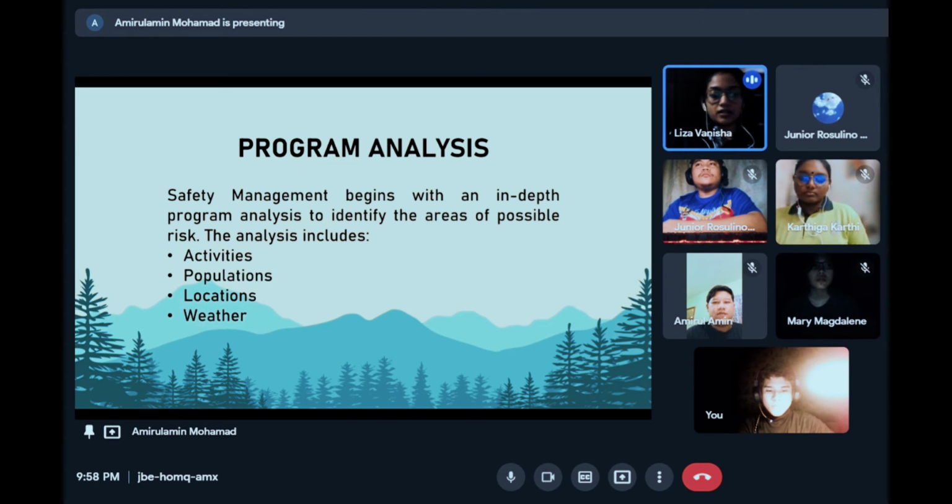And lastly but not least, the analysis of the weather. So typical weather for the activity, location, and season will be a significant factor in determining the experience level, physical condition, and age of those who are appropriate to go on a trip. So moving on to the next slide.